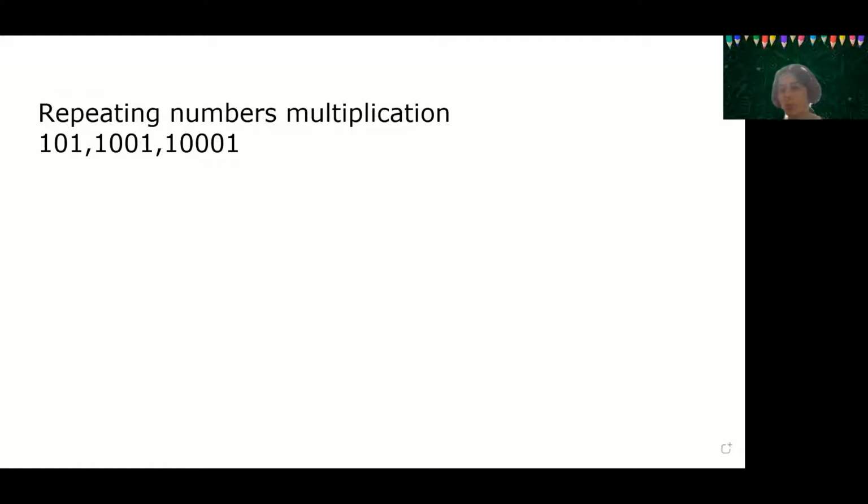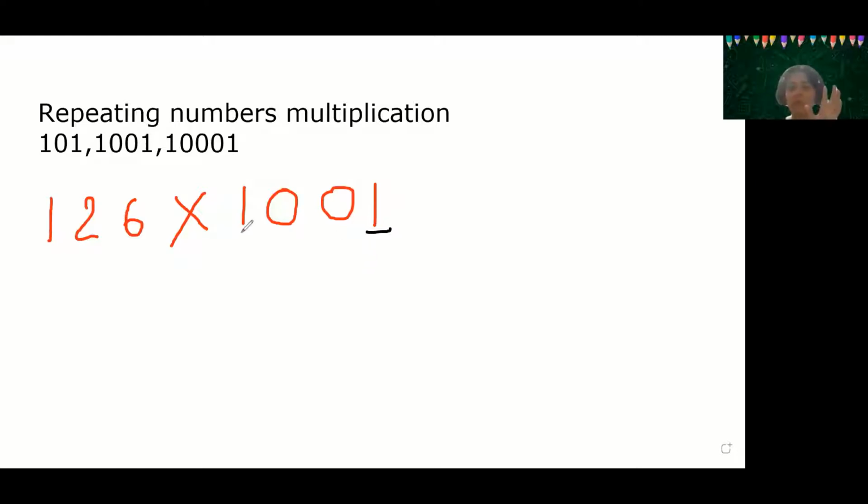So what we need to do? We need to first find out the place value of the second one. Let me take a number very fast. Let us take the number 126 times 1001. The first step is to find out the place value of the second one. What is the second one here? This is the second one.